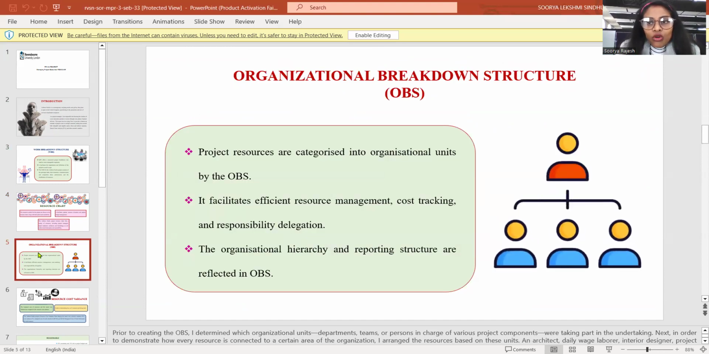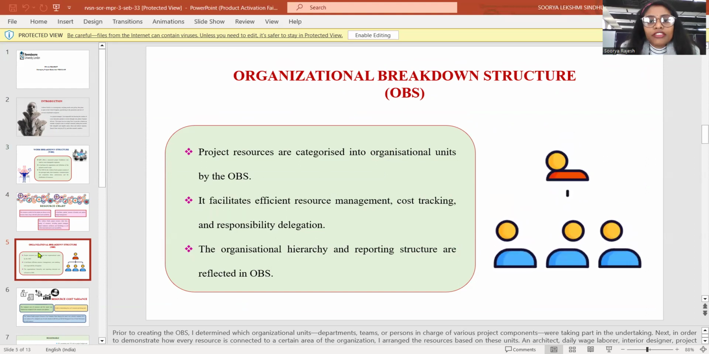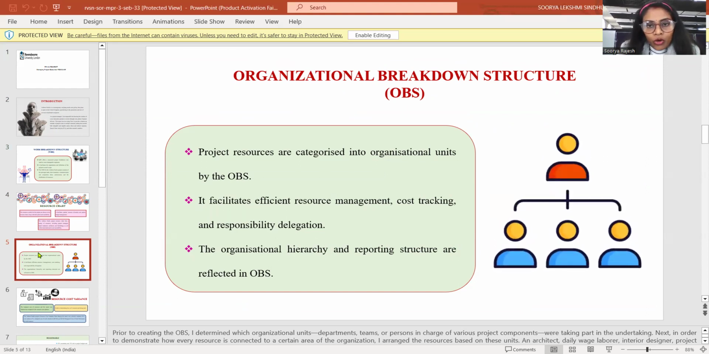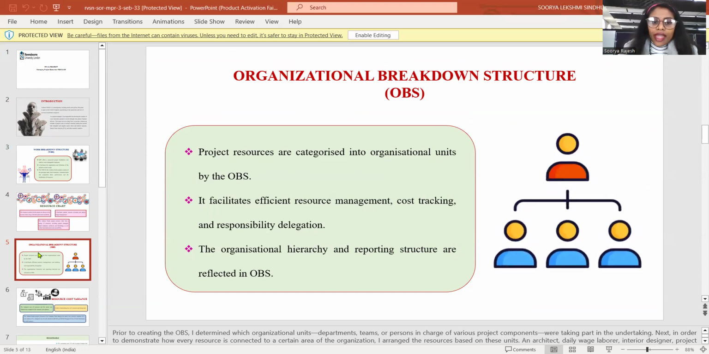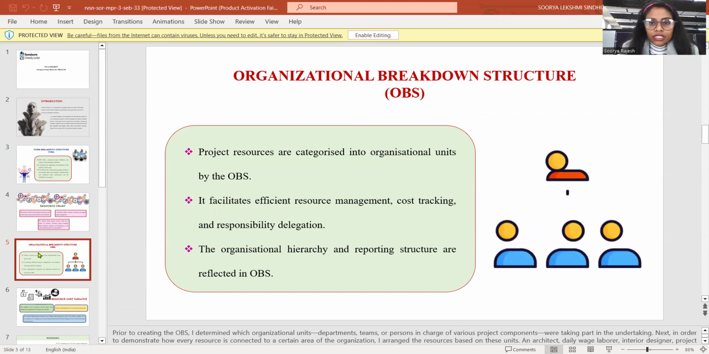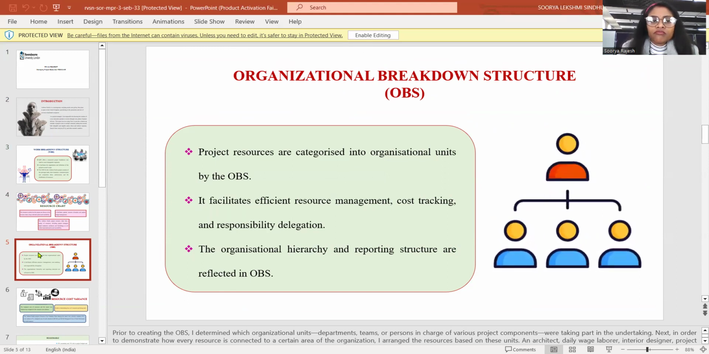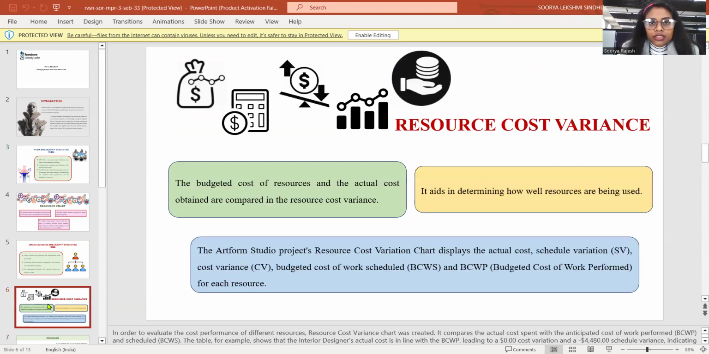Here, the organizational breakdown structure, OBS. This is another important factor in leading our project. Project resources are categorized into organizational units by the OBS, and it also facilitates efficient resource management, cost tracking, and responsibility delegation. The factor is the organizational hierarchy and reporting structure and the reflection on the OBS. This is another factor leading our project. And we can go to the other slide.